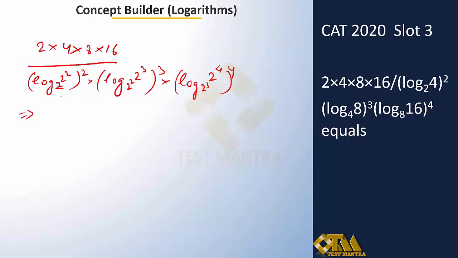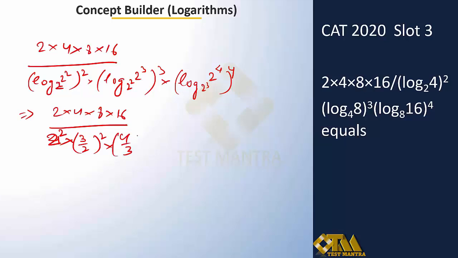So let's directly write down the values. Here it's 2 into 4 into 8 into 16. Here the value is 2 square, right, which is nothing but 4. Here the value is nothing but 3 by 2 whole cube. So I'll just write 4 as 2 square so that we can work on some relations. And then the next one is nothing but 4 by 3 raised to 4.